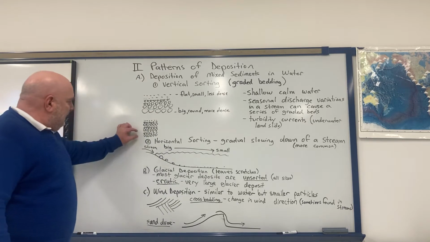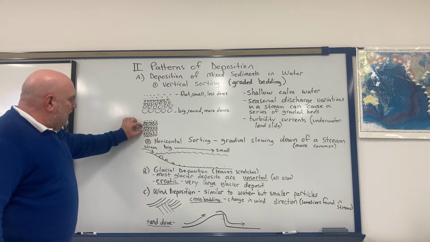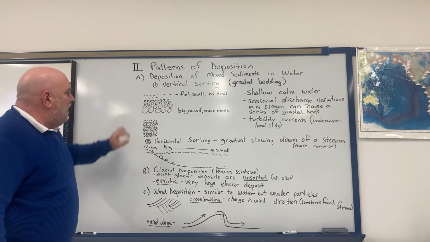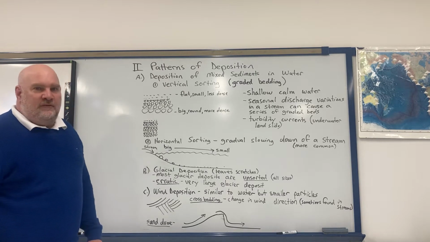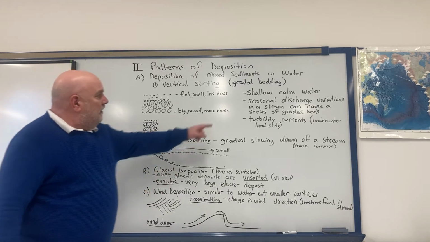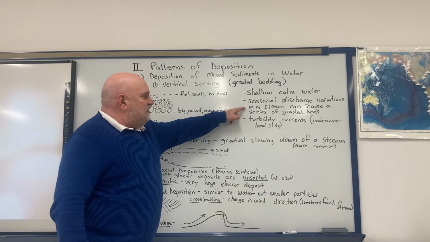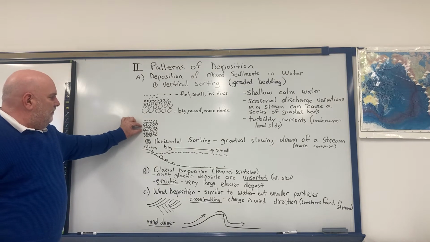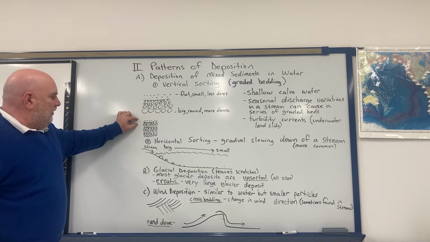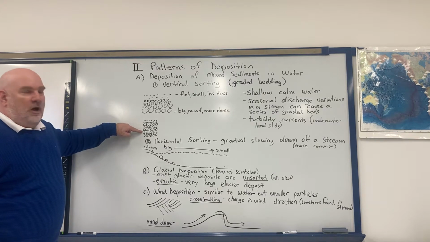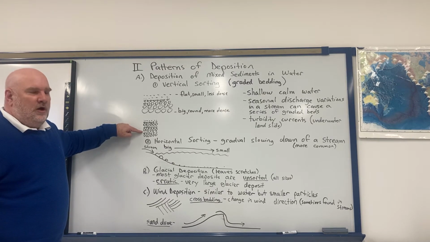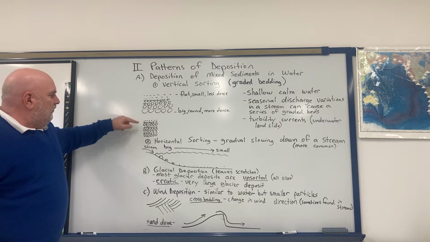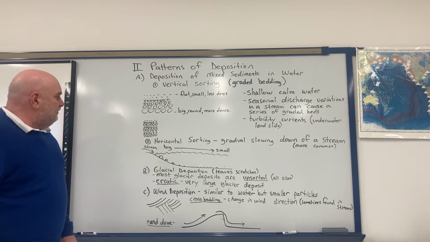So what this would indicate is basically 3 different occasions where that stream or river was going pretty fast. Seasonal discharge variations in the stream can lead to a series of graded beds. Each of these would represent a period where there was a lot of water flowing through the stream, and then in between, where there's really just the small stuff, that would be when there wasn't very much water going through the stream. So you get a series of graded beds like that.